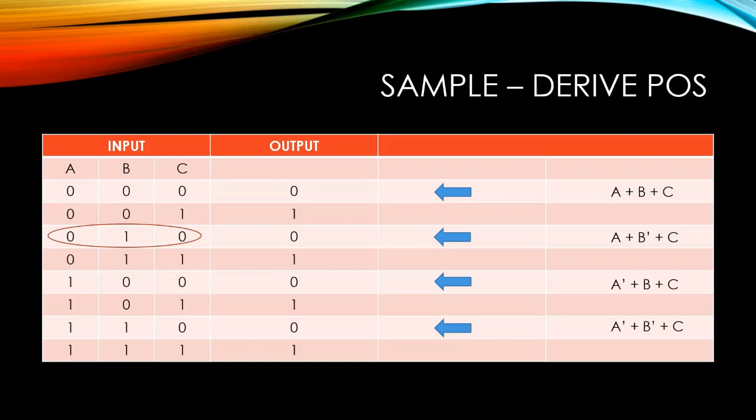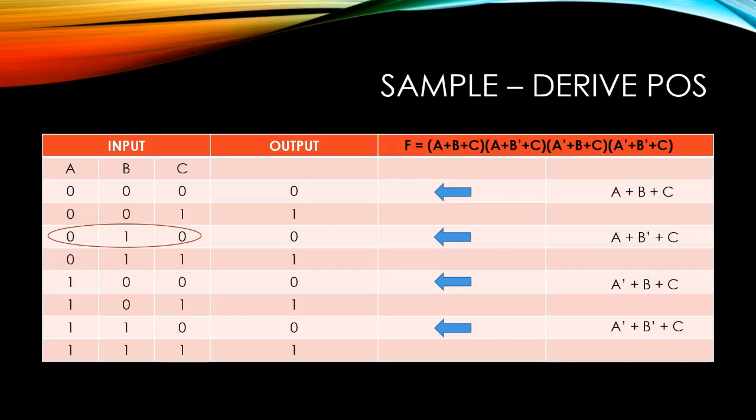So now we already derive the sum term of all input that yields an output of 0. So to get the POS, just AND all of the sum terms. That will be the POS. So this is our answer.